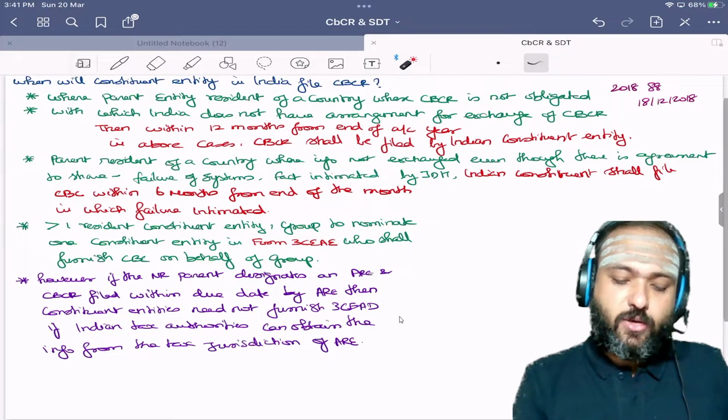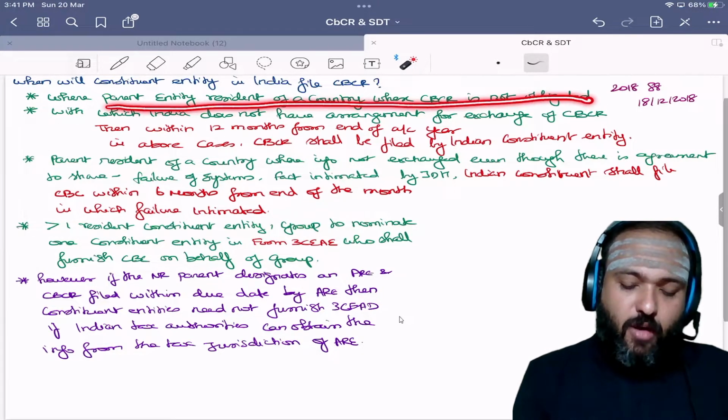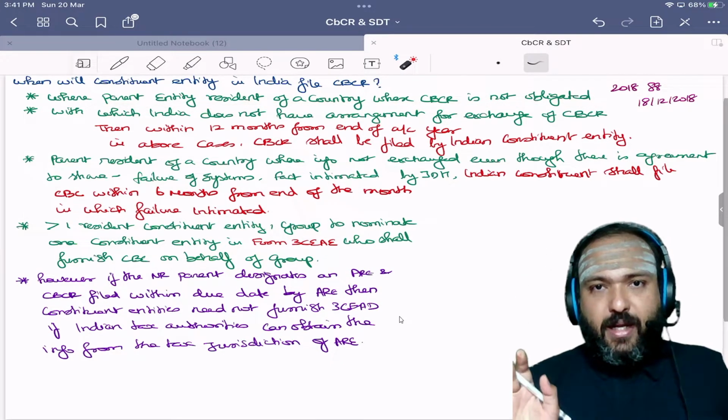So, what are we trying to tell? If the parent entity is resident in a country where CBCR is not obligated, so no CBCR requirement in a country.